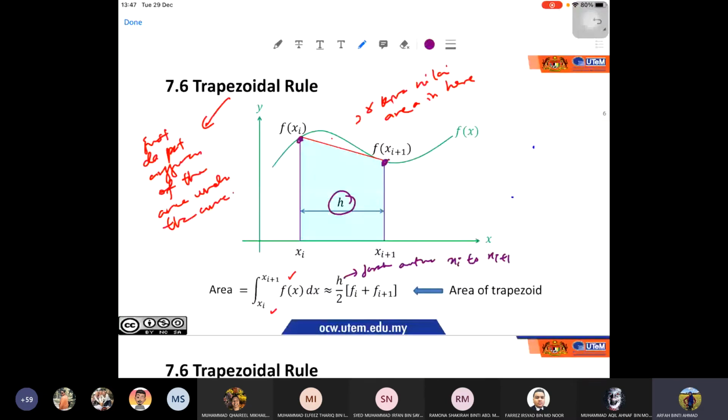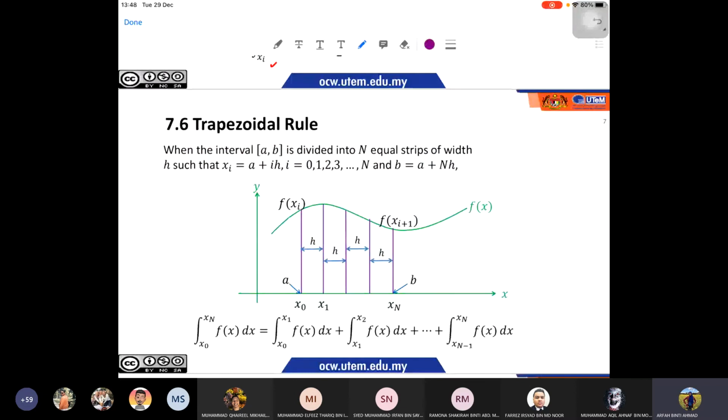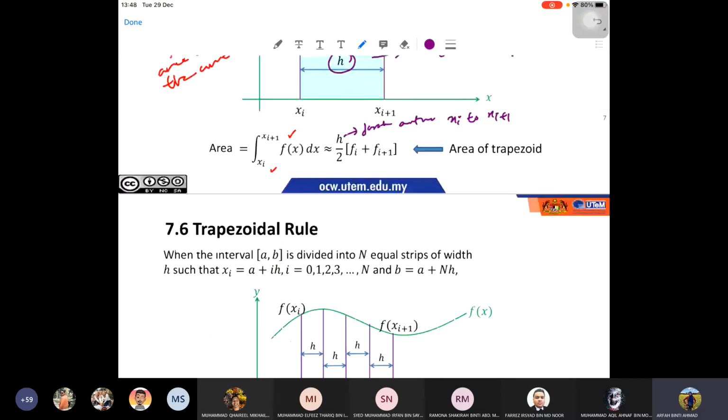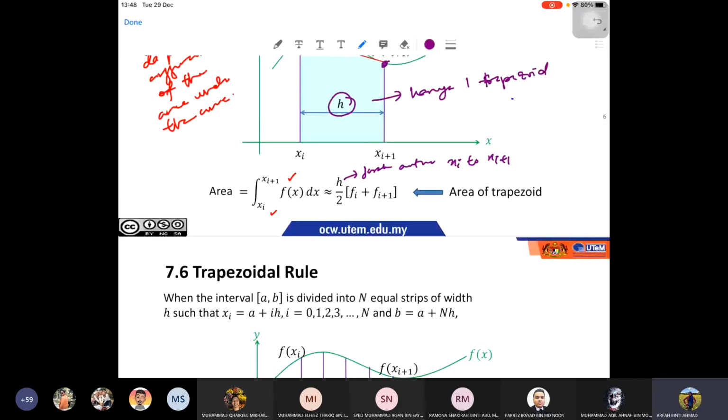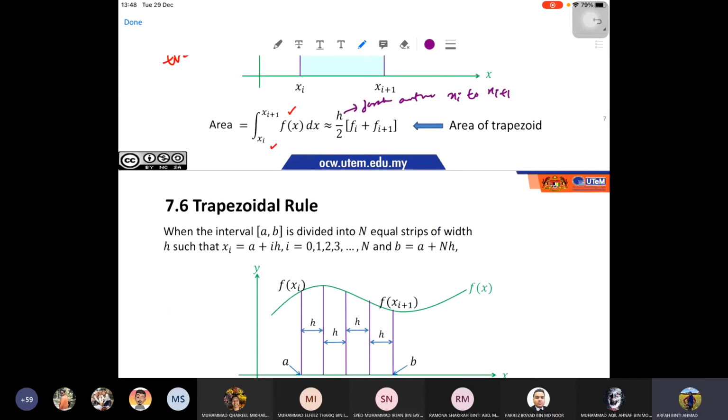Yang ini kalau awak ambil, let's say awak ada hanya satu trapezoid. Okay. So let's say the trapezoidal rule yang mana kita bahagikan dia terhadap beberapa titik atau point. So for this case, we divide the area under the curve by using only one interval for the trapezoid. So we have the h here.